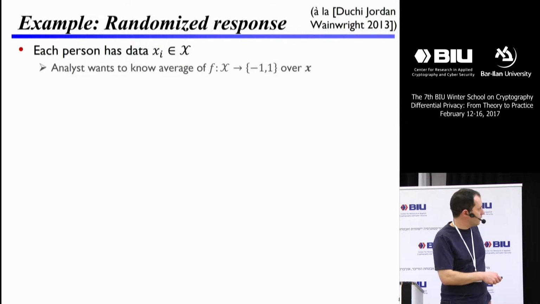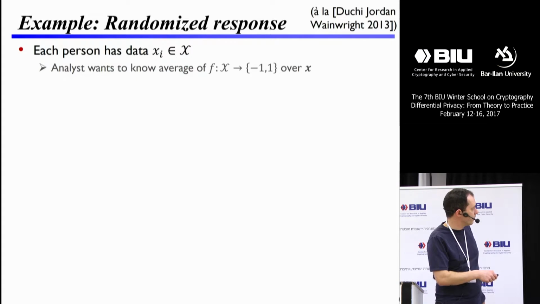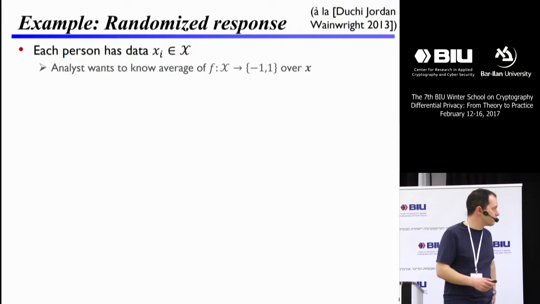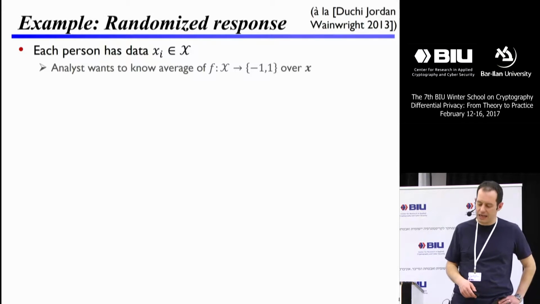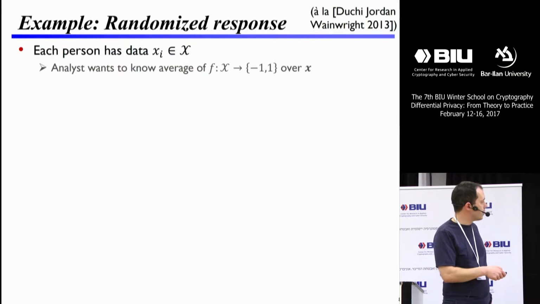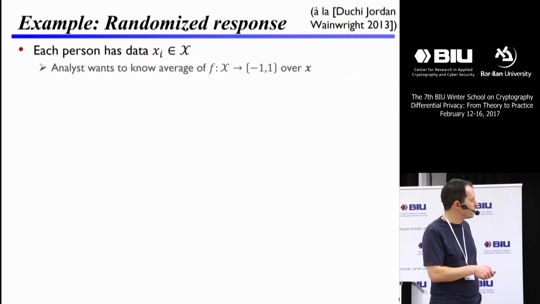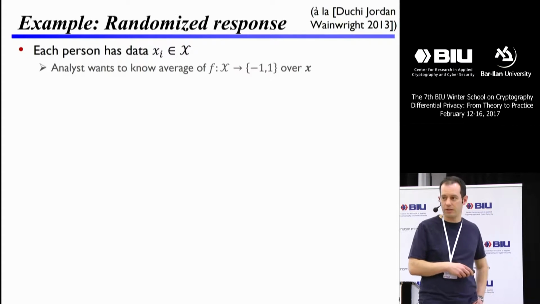So again, with simple randomized response, each person has some data, which comes from some domain X, and X might be really big. But now there's some function that an analyst wants to know the average of, right? So the analyst wants to know what fraction of people in this room, for example, have cheated on an exam, and we can turn that into a function by mapping each person's data to 0 if they never cheated on an exam, and 1 if they did.